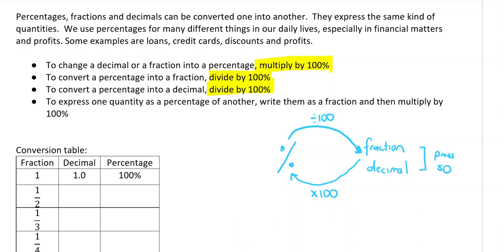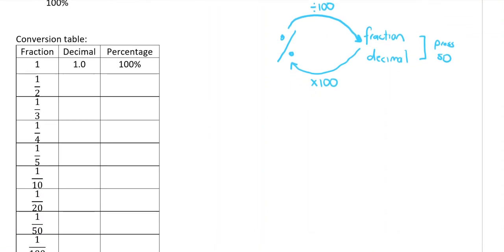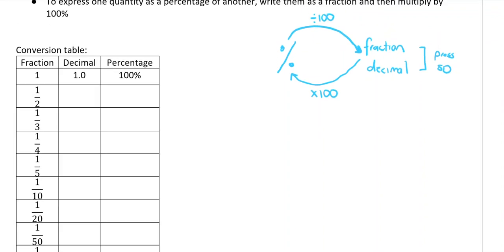So here we have a conversion table, and a few of the numbers in here might be ones that you will memorize eventually or sometime down the track. But let's use our calculators to help us. The first one's already done for us. If we are going to go from the fraction to the decimal, to go from that first column to the second one, we are going to have to press the SD button on our calculator.